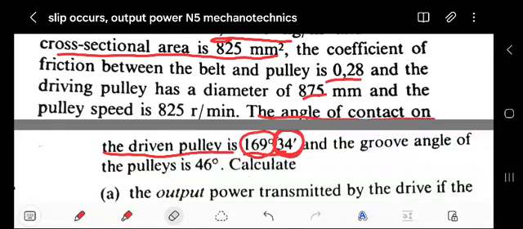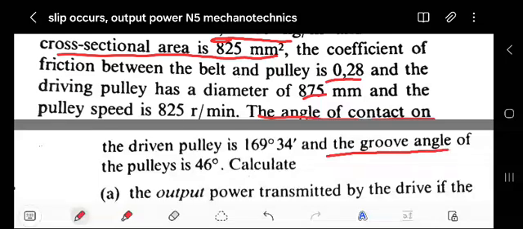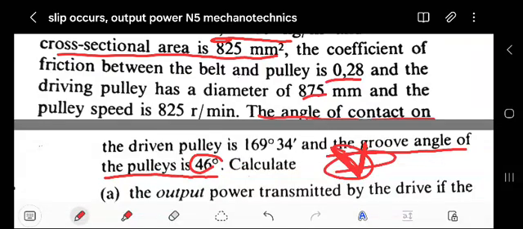And then the angle of wrap must be in radians, so we're supposed to convert. We'll see what we do there. And the groove angle of the pulley is given. Groove is the one for the V, so we'll talk about that because it's a V belt. Groove angle.